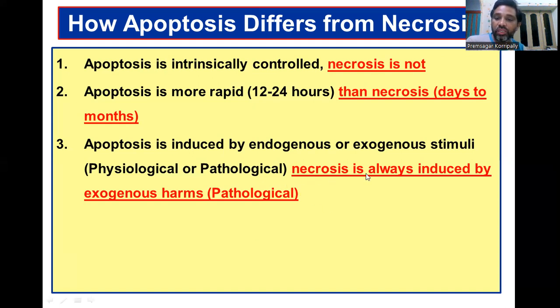But necrosis is always induced by exogenous harms or pathological conditions only. It's not a physiological condition that stimulates necrosis. Not at all. Cells which are undergoing apoptosis may receive signals from endogenous or exogenous sources. They can be physiological or pathological.